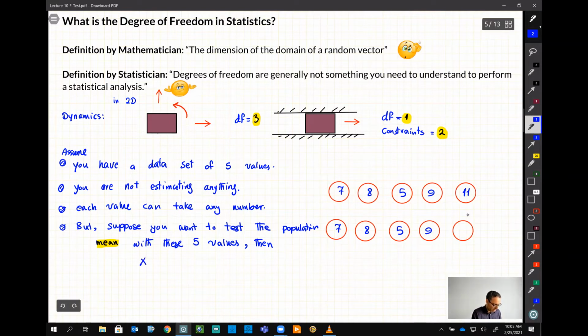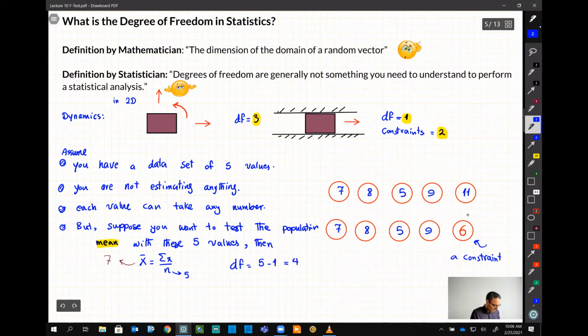So we know x bar has to be the sum of x divided by n, which n here is 5. And again, for the sake of discussion, let's say somebody asks us that x bar is 7. We are testing something, okay? And we are using this data for an estimate. Then if my x bar is 7, I'm not allowed to put any number here. This has to be equal to 6, okay? So I have a constraint here. So then my degree of freedom is not 5, it's 5 minus 1, it's 4.